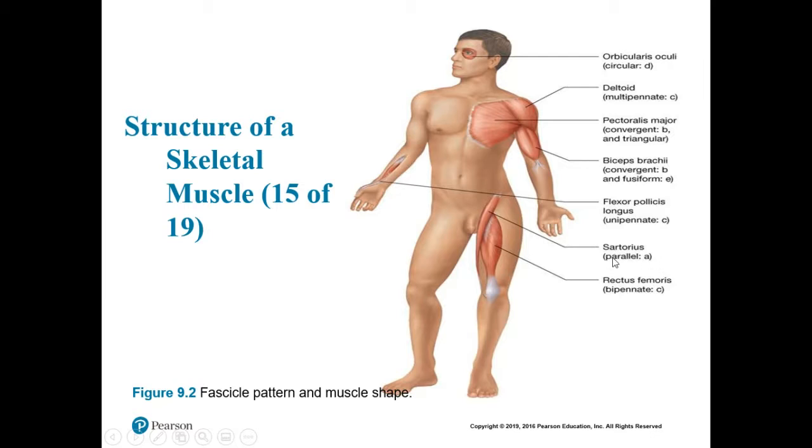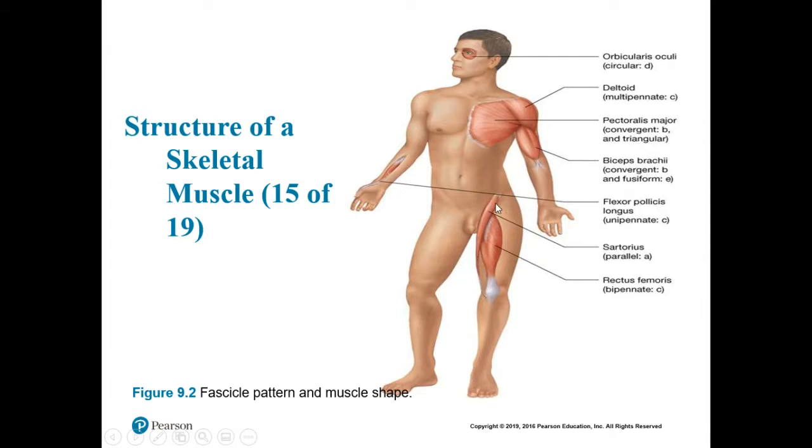We also have parallel muscles like the sartorius here. Parallel muscles resemble fusiform muscles, but their thickness stays the same throughout the entire muscle. You don't see it bulky in the middle and then tapering off on the ends. Parallel muscles have parallel fibers that run longitudinally, and the thickness of the muscle stays the same throughout its length.